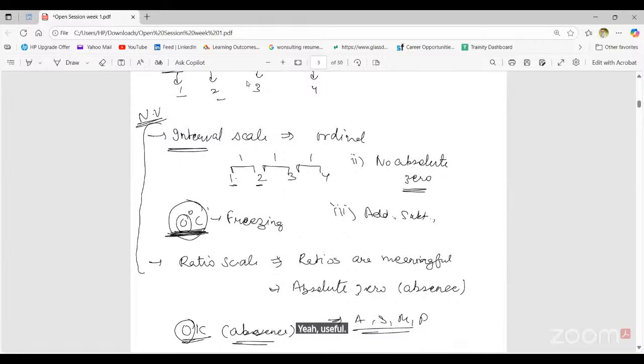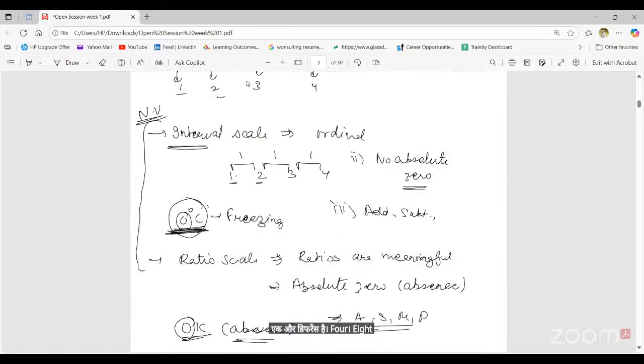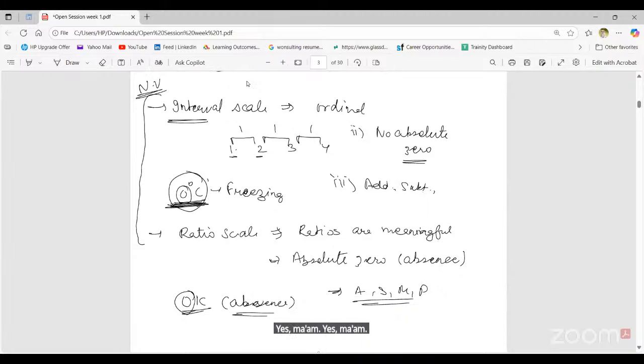Yes, ma'am. Can you just give an example of an equal interval and a ratio scale, ma'am? Sorry, ma'am, somebody said something about the difference between categorical and numerical. Madam, give an example for ratio scale, ma'am.